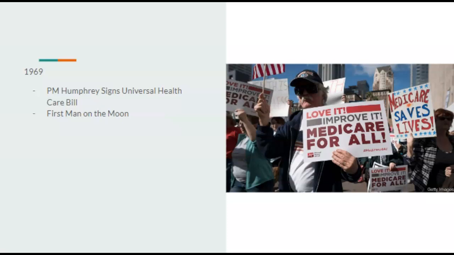Going on in 1969, Prime Minister Humphrey signs the Universal Health Care Bill. This was something that was picking up steam around the late 60s, early 70s. And with a progressive prime minister like Hubert Humphrey, it would actually get done. There's little stopping Hubert Humphrey and the progressives from getting this bill passed. So again, we're moving in a direction similar to what Canada was in this time, as we have a single-payer healthcare system in the United States.